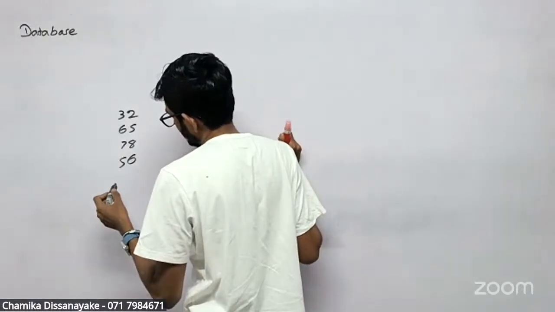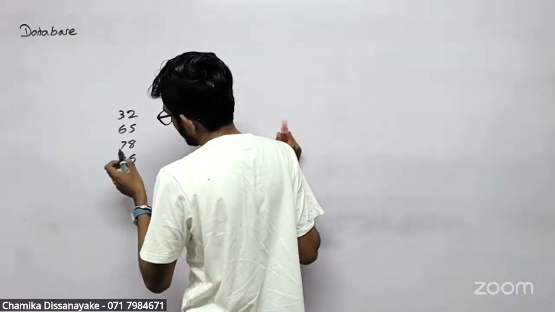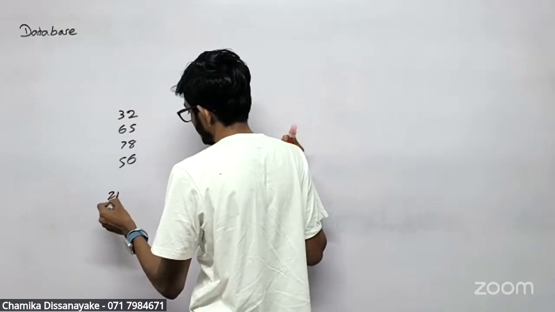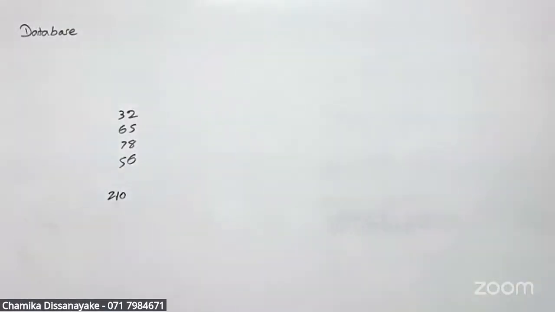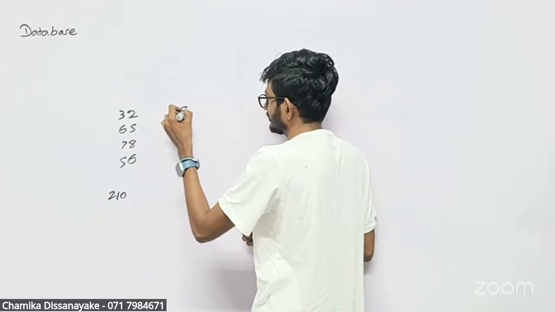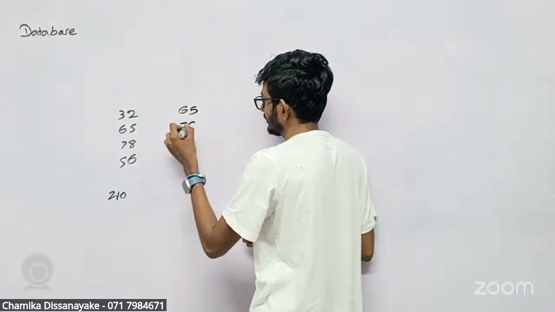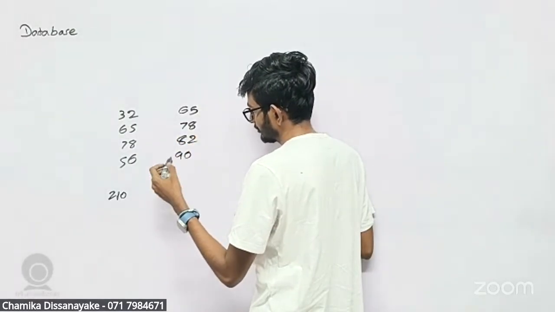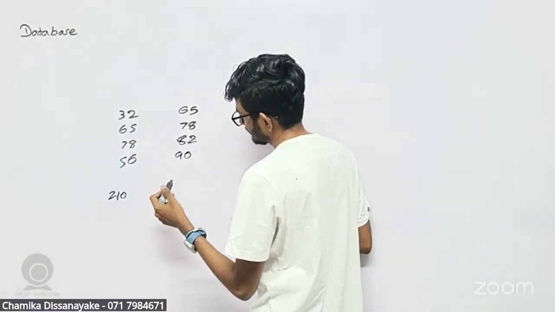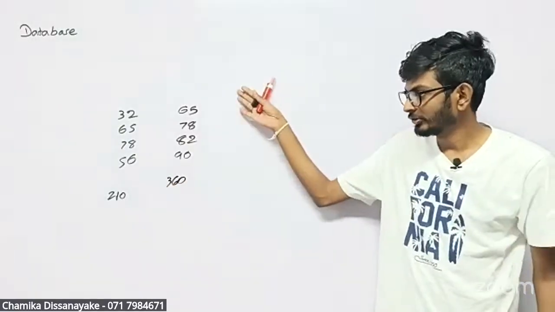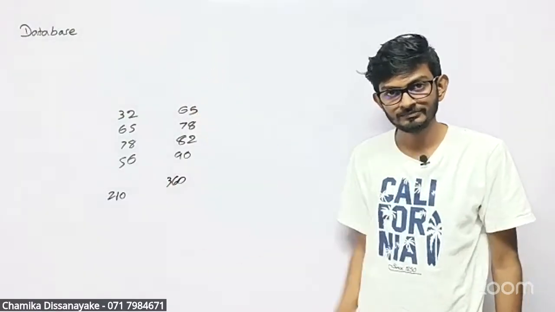I don't know, here it can be 100, 200, 210. So likewise, in the next term, you are going to write the values again, the marks: 65, 78, 82, 90. Then you get the addition. Likewise, you are going to write several pieces of data in your book.